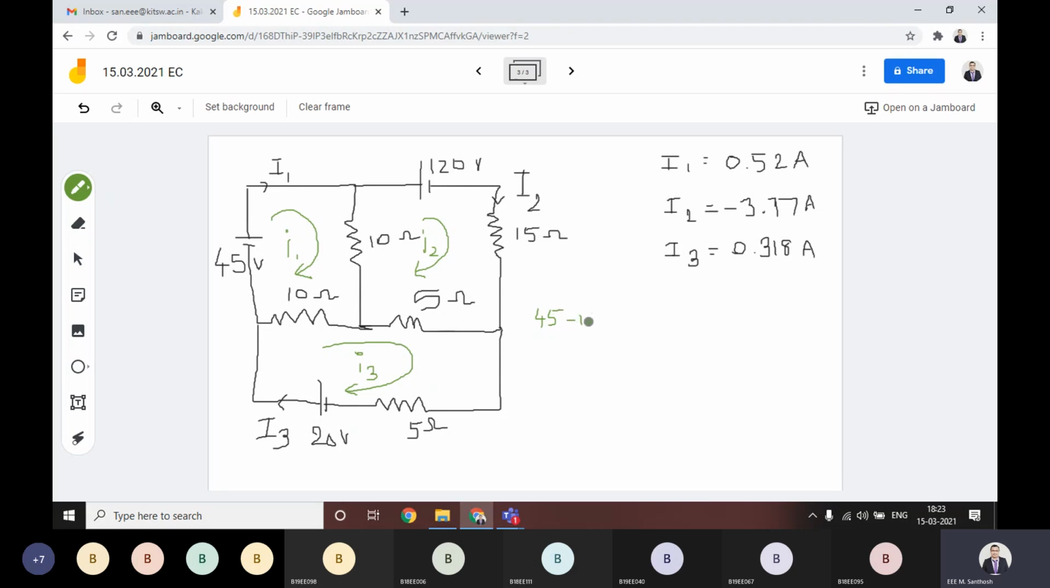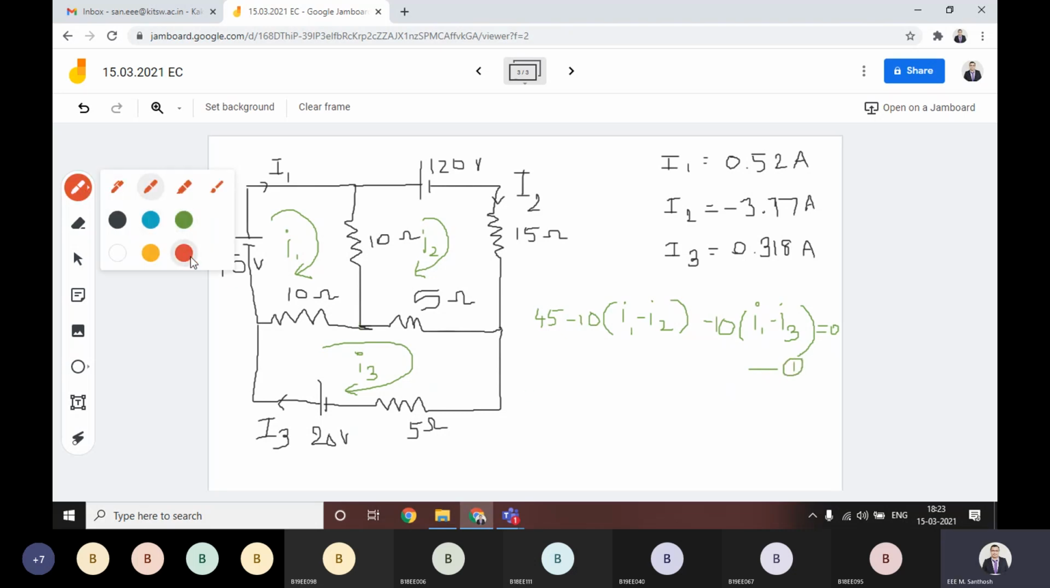Minus 10 into, here in this loop we will always assume I1 is greater when compared to I2. For that reason I1 minus I2, you know this already, right? Then again minus 10, because we have another 10 ohm resistor, into, again we will take I1 is greater when compared to I3, equal to 0. This is the first equation.